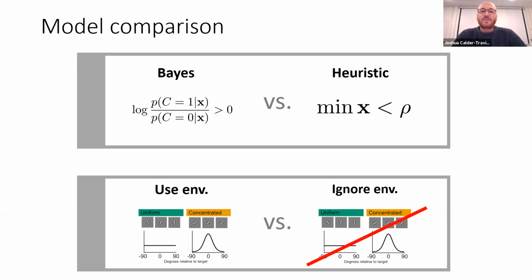We compared 4 different models. So we compared the Bayesian model with this heuristic model. But for each of these 2 decision rules, we also used models in which observers use the difference between the 2 distractor environments, and models in which observers ignore the difference between the 2 distractor environments.